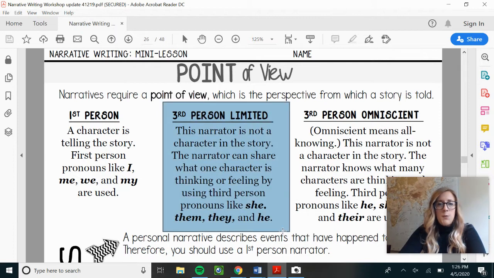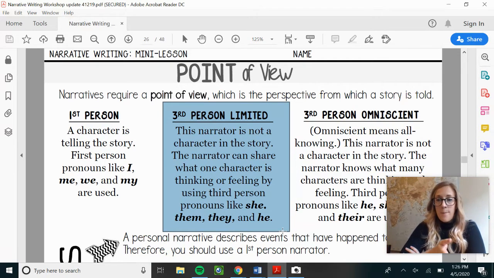Third person limited is when the narrator is not a character in the story. The narrator can share what one character is thinking or feeling by using third person pronouns. She was feeling blank. They did this, them and he, okay?